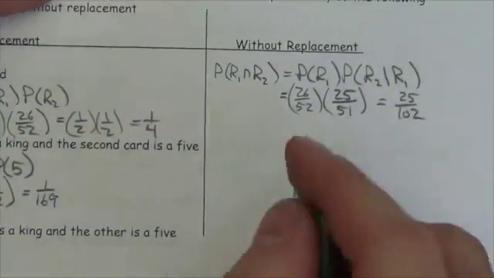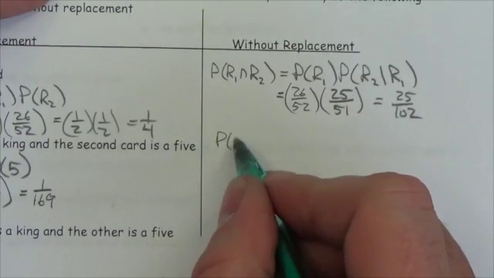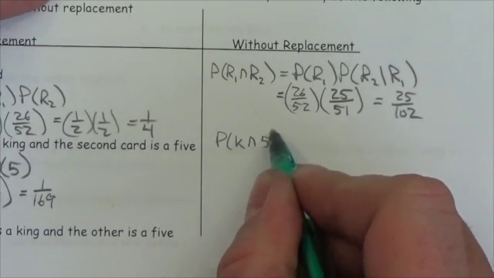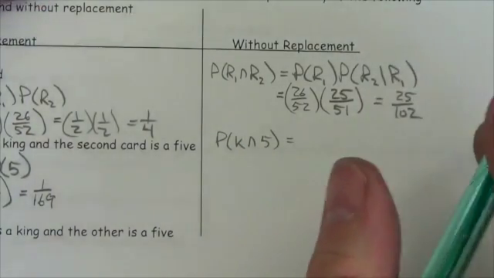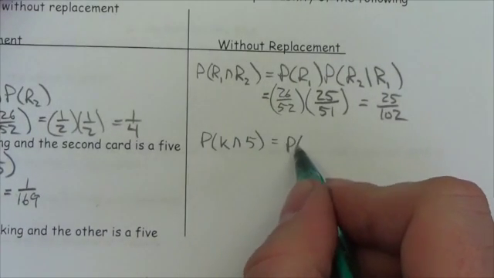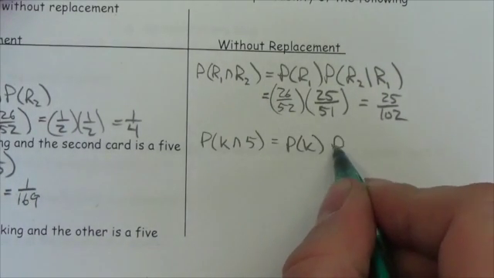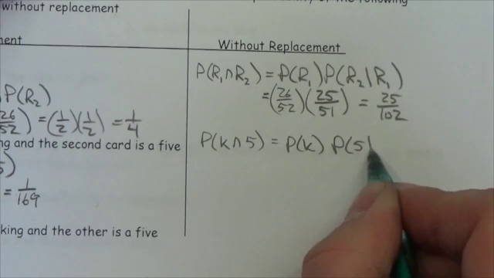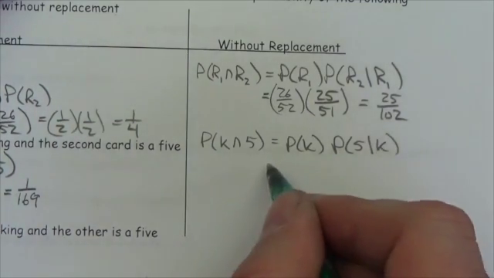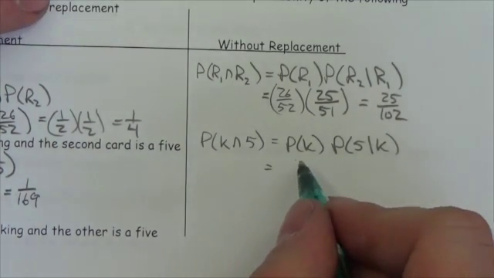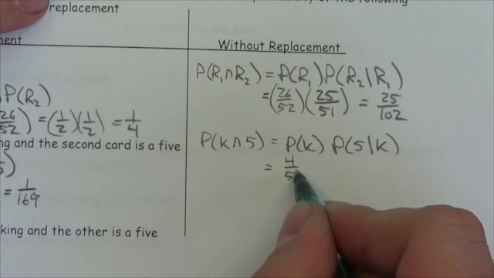Now, what happens if you don't put those back? What's the probability that you get a king and a 5 if you don't replace the cards? Well, that's the probability of getting a king multiplied by the probability of getting a 5 given that you already got a king. Well, what's the probability of getting a king? Well, 4 out of 52.